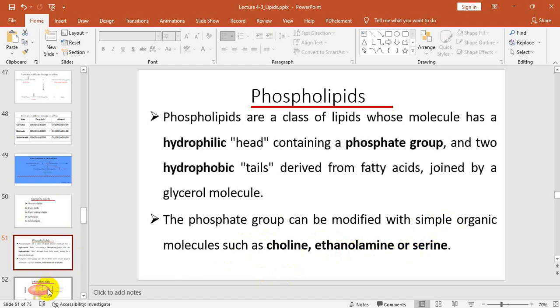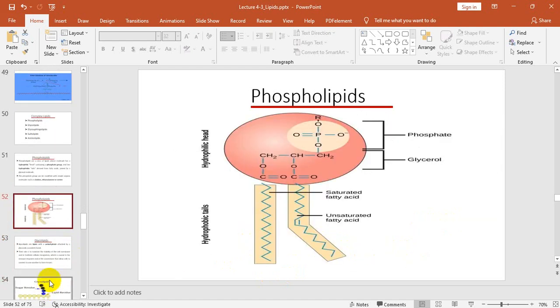So let's look at a phospholipid. So this is a phospholipid. This is a long fatty acid chain. This is another long fatty acid chain, but this one is unsaturated fatty acid because there is a double bond. And this is a saturated fatty acid, no double bond. So you can see over here, you remember your fatty acid structure. Okay, so this is called hydrophobic tails because it's afraid of water. So these ones are afraid of water, the fatty acids.